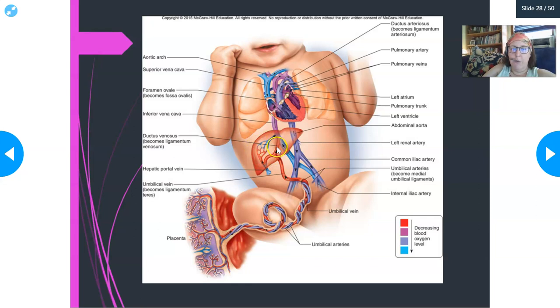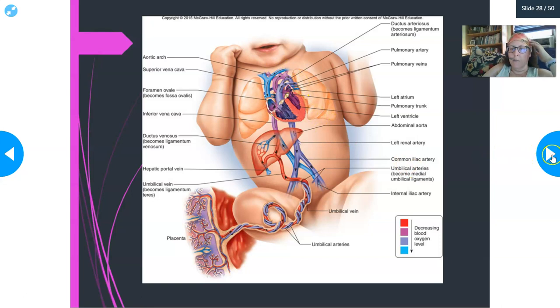But then it bypasses the liver with that ductus venosus, and it mixes with unoxygenated blood. So they've represented this with purple because we have oxygenated and unoxygenated blood that mix. Then getting to the heart, you have the foramen ovale that connects the right and left atria here. Then if it does pump and goes through this pulmonary arch, there is a connection right there called the ductus arteriosus, and it connects the pulmonary arch to the aortic arch.